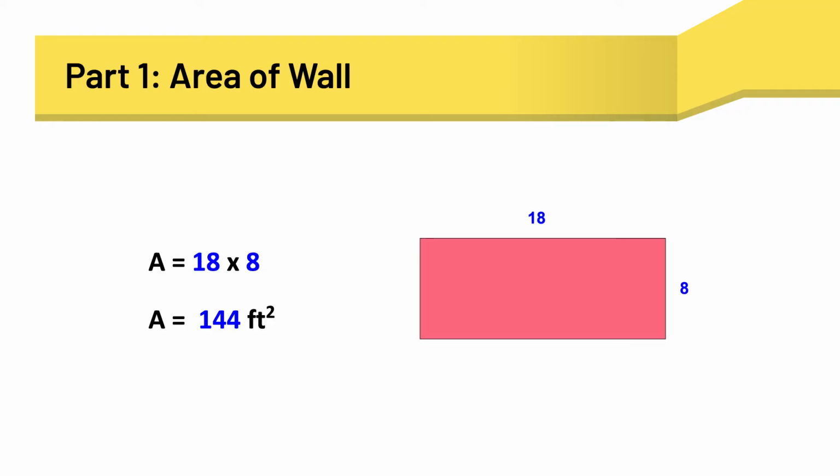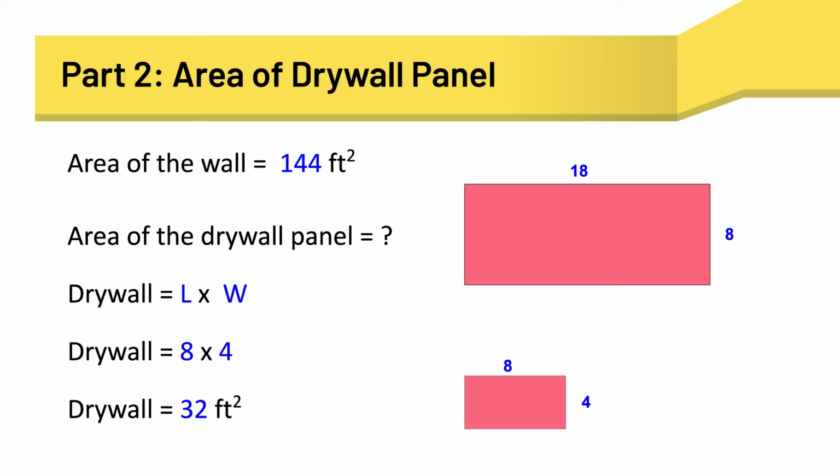We check our measurements. Again, this wall is 18 feet long by 8 feet wide. Multiplying 18 by 8, Isaiah finds the area of the wall is 144 square feet. But the other part of the question was, how many drywall panels does he need? One way to solve this question is to see how much area each drywall panel covers on its own.